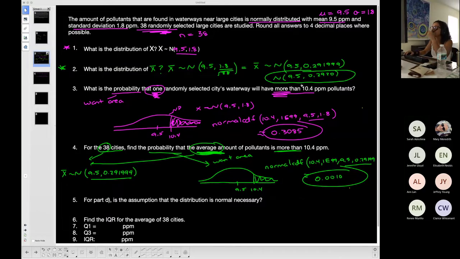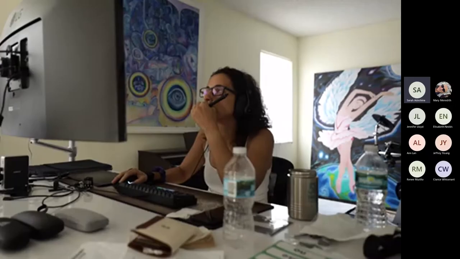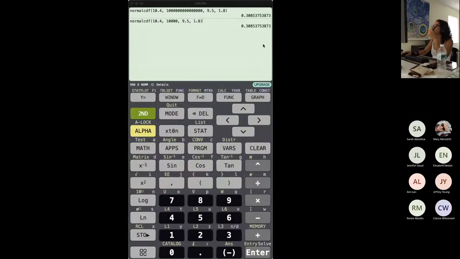What if the average says the amount is less than? Then you're just doing area to the left. Then it would just be a large negative number and then 10.4. You're always bounding the area, lower and upper. So if it's less than, then your lower bound is like negative 1E99, and then your upper bound is 10.4. What are the two values that are bounding your area, your shaded region? So you're still using normal CDF. It's just that the lower and upper bound is going to change.